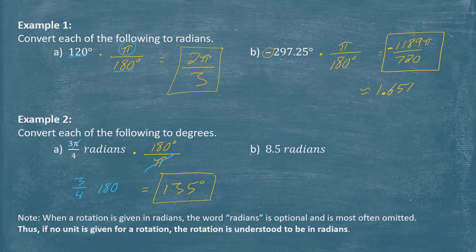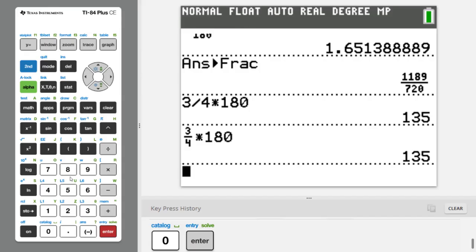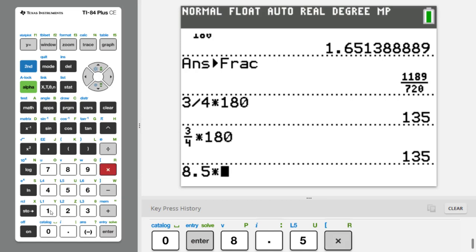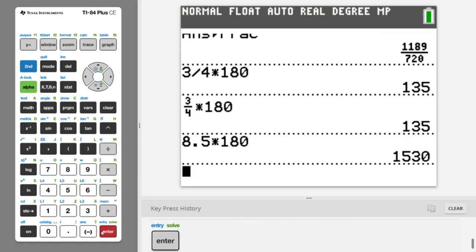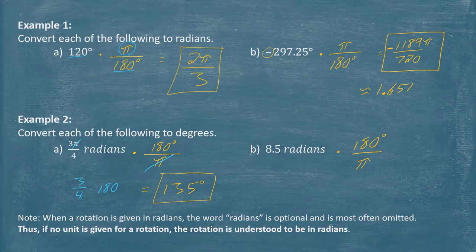Okay, as far as the next one, notice it doesn't have pi, so this one won't be as nice, meaning it's going to have pi in the denominator. So I could just try and figure out what's 8.5 times 180. So let's do that really quick. 8.5 times 180. And I get 1530. So this would be equivalent to 1530 over pi.